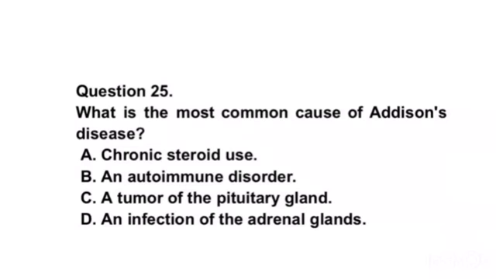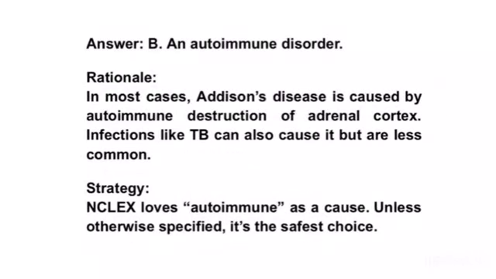Question 25. What is the most common cause of Addison's disease? A. Chronic steroid use. B. An autoimmune disorder. C. A tumor of the pituitary gland. D. An infection of the adrenal glands. Answer B. An autoimmune disorder. Rationale: in most cases, Addison's disease is caused by autoimmune destruction of the adrenal cortex. Infections like TB can also cause it, but are less common. Strategy: NCLEX loves autoimmune as a cause. Unless otherwise specified, it's the safest choice.